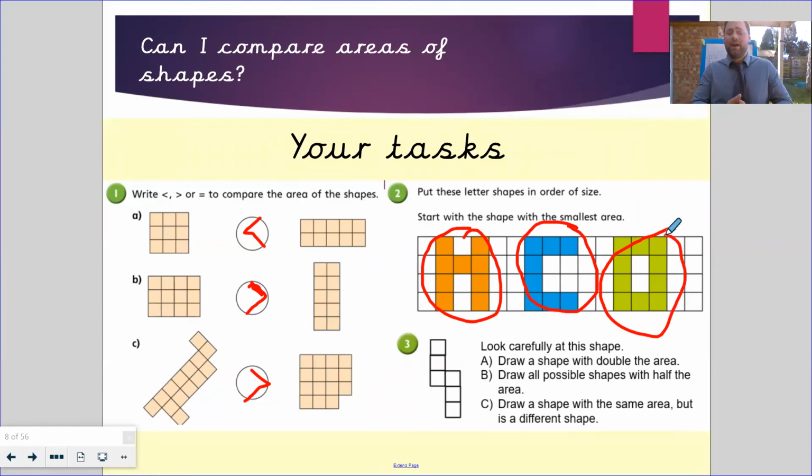And the last question, obviously your shapes may be different, so post them up onto Tapestry and I'll mark that for you.